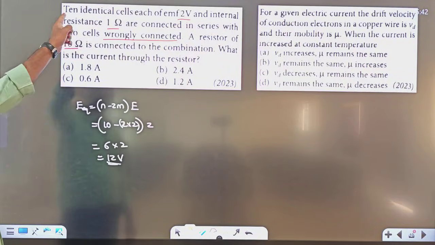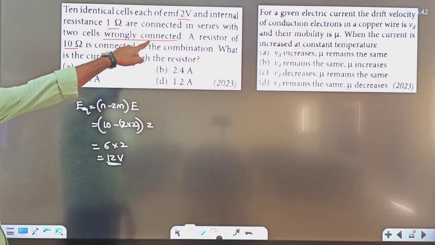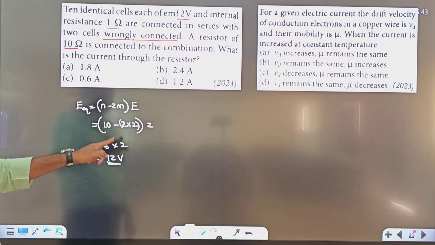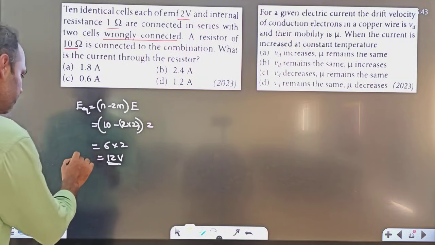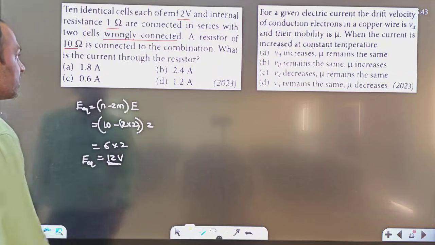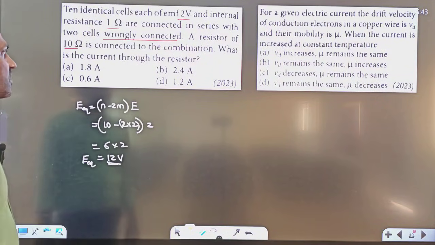Correct? So total 10 identical cells, so I have taken 10. 2 cells are wrongly connected, so it is 4. 10 minus 4 is 6. 6 into 2 will be 12. So what equivalent EMF did we get? What are they asking us? They are asking what is the current through the external resistance.